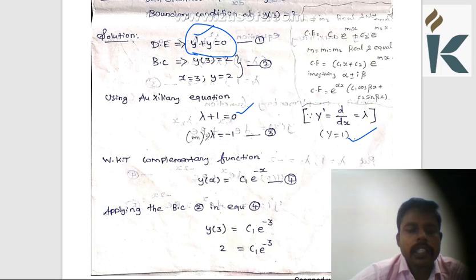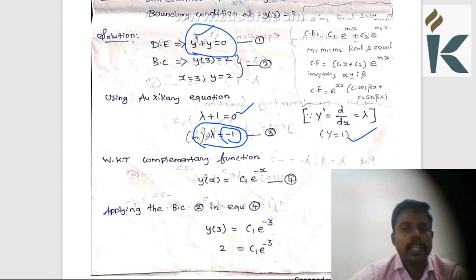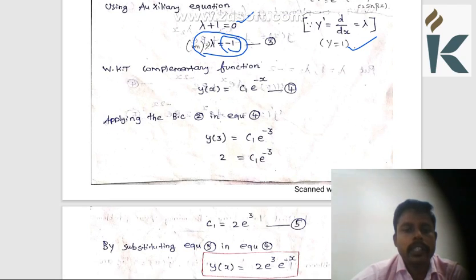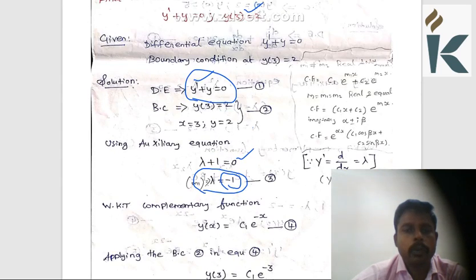When lambda is equal to minus 1, we have to write the complementary function: y of x equal to c1 e power minus x. Why are we putting this minus x? Because the real root we get is minus 1. That's why we write the complementary function like this. Then you have to apply the boundary condition in the equation, that is y of 3 is equal to 2.